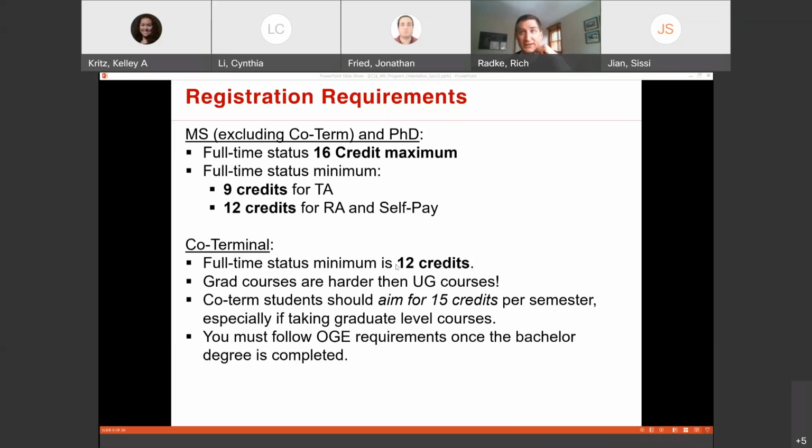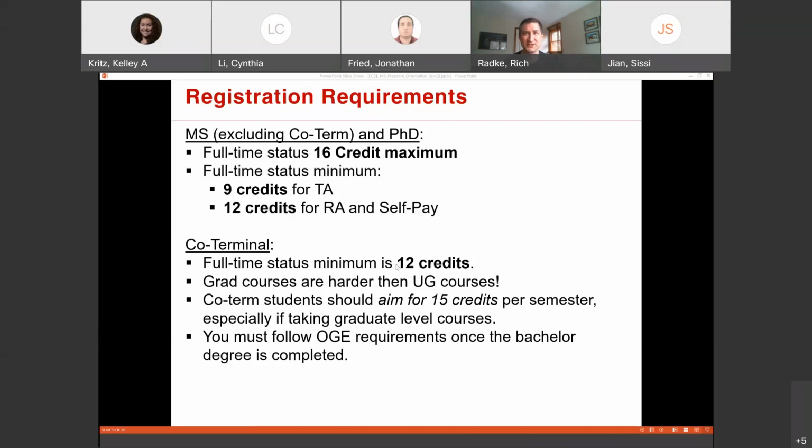I know that many of you are high achievers, have been taking lots of courses already, and are maybe used to some heavy semesters, like an 18 credit semester or a 21 credit semester. That's something that I wouldn't recommend doing as a coterm, because the 6,000 level courses are going to be much harder than the 4,000 level courses in the sense that they may be less work on paper.